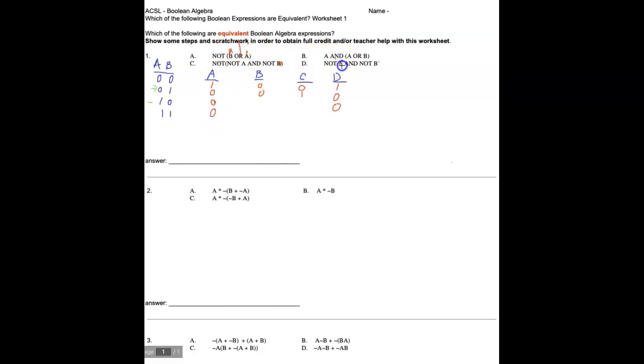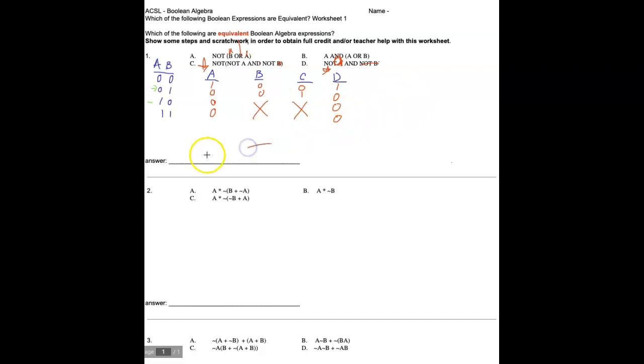Plugging in 1, 1 here, the not of a 1 is 0. 0 ANDed with anything is 0. So we have a match. These two columns are equivalent based on this extended truth table that I just used. We didn't really have to consider the rest of those evaluations.